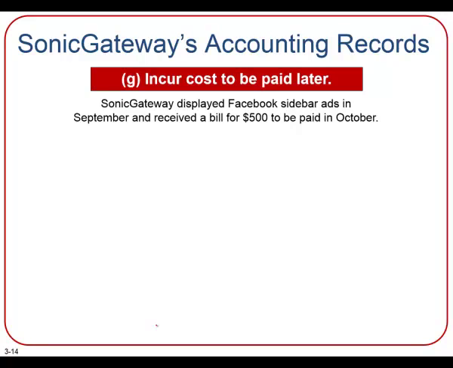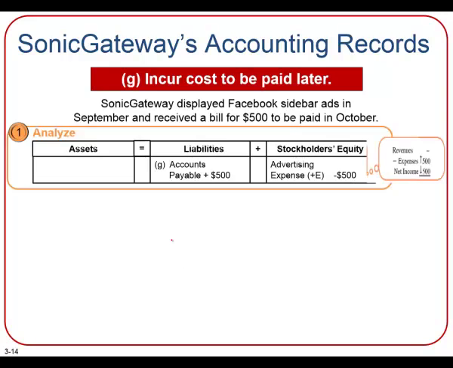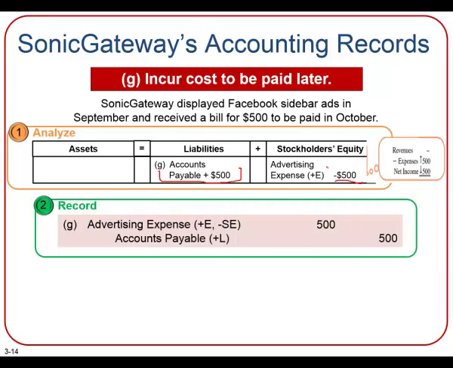SonicGateway displayed Facebook sidebar ads in September and received a bill for $500 to be paid in October. In this case, we received a bill. So this should be familiar from the previous chapter. We owe somebody money, so our liability will increase. But because we actually had an expense rendered, our stockholders' equity will go down. We're going to debit our expenses and credit our payable.